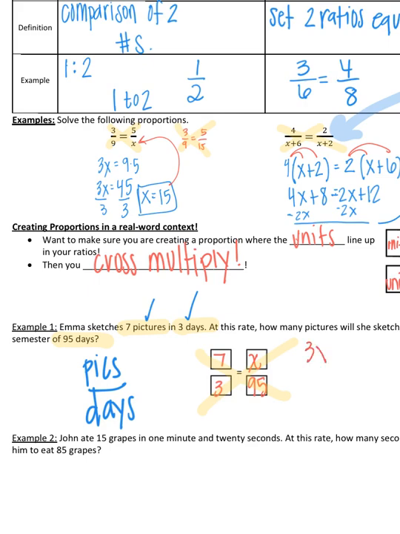So we get 3x equals 3 times 95. Now, I would make sure that you're pausing and making sure you can do this on your own. I would make sure you have your calculator close by. Oops, 7 times 95. My bad. So we have 3x equals 665. Divide by 3, and you get x is 221.